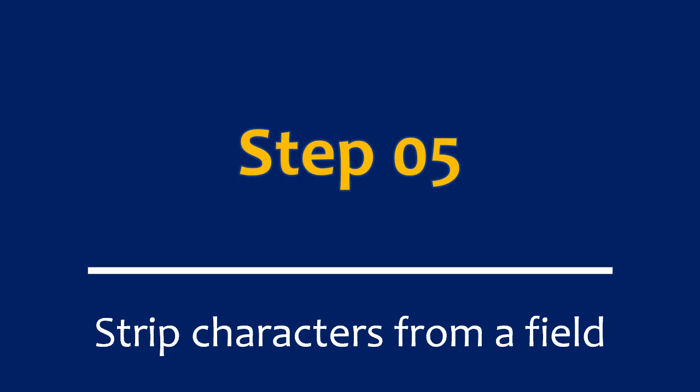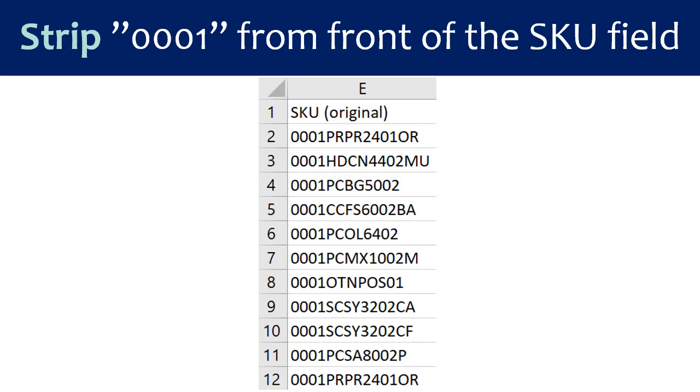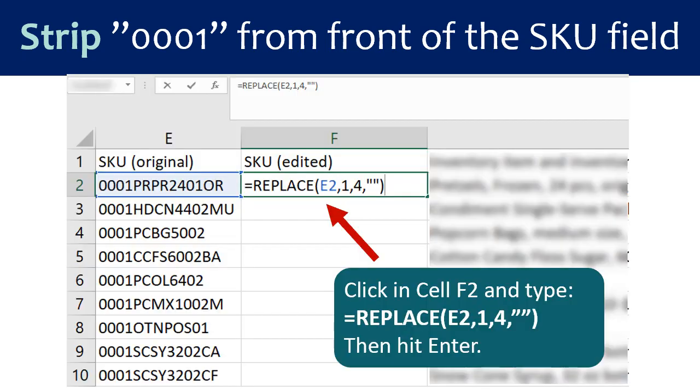Now we are going to show how to strip characters from a field. In this step, we want to remove the 0001 at the beginning of each SKU. The REPLACE function is useful for replacing text at a known location in each string. You can use REPLACE to remove text by specifying an empty string, double quote, as new text. Here we will remove the 0001 from the SKU field.